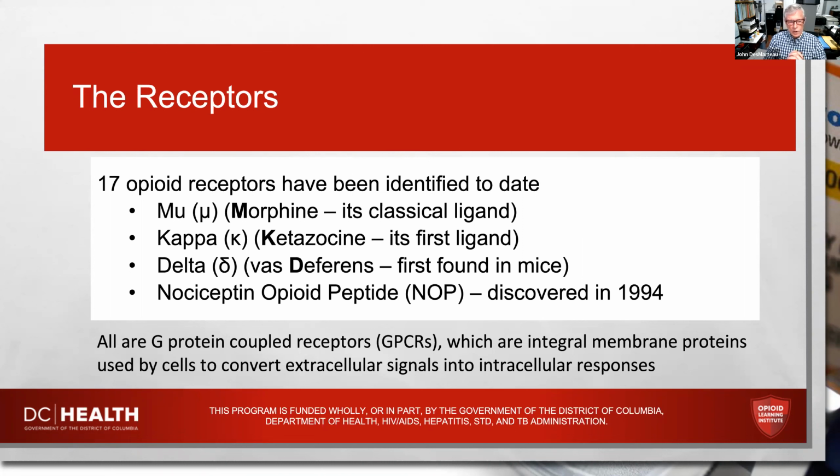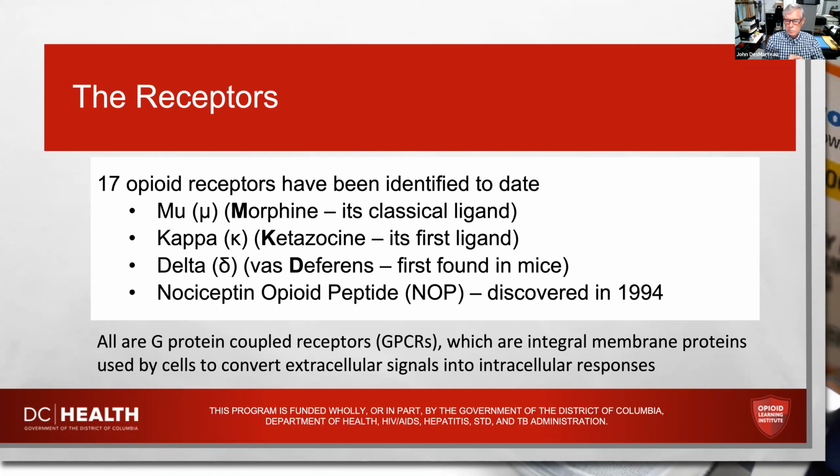Now, all of these are G protein coupled receptors, GPCRs, and they are integral membrane proteins that are used by the cells to convert a signal that arrives on the outside of the cell to a response that comes from the inside of the cell. And almost all the receptors in the spinal cord and the brain are GPCRs, not just the opioids.